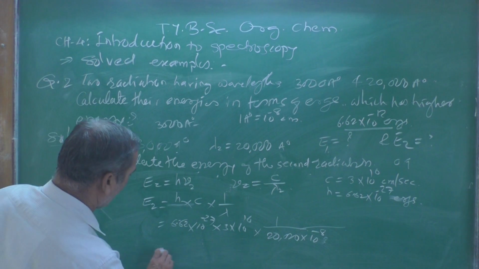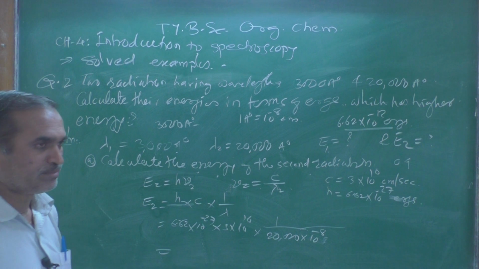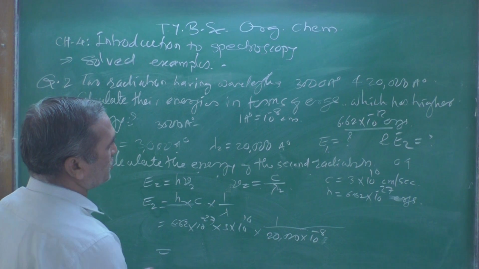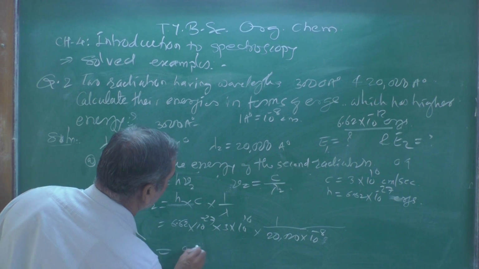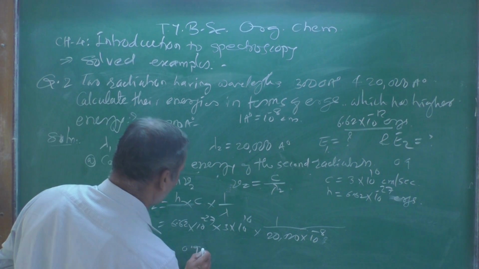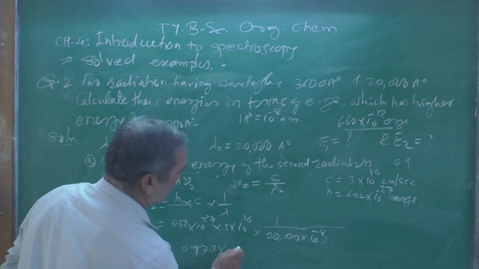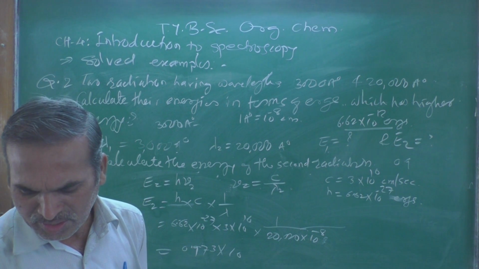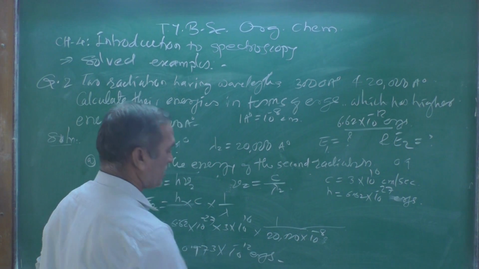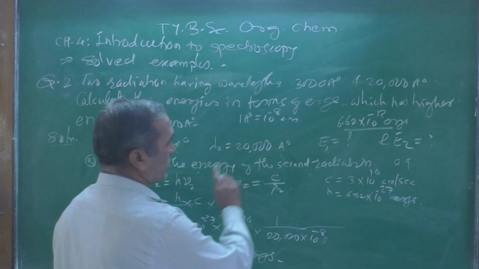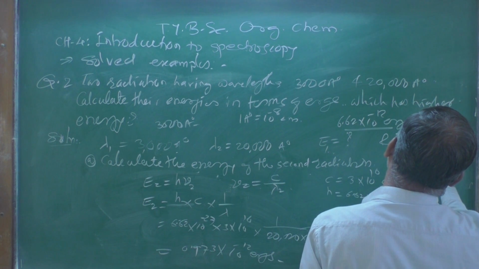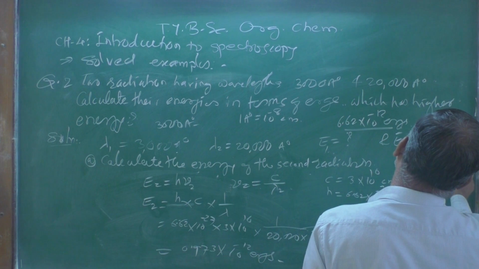If you do the calculation on your calculator, the E2 value comes out to be 0.973 into 10 raised to minus 12 ergs. Now we have E1 as well as E2. E1 is this much and E2 is 0.973 into 10 raised to minus 12 ergs.